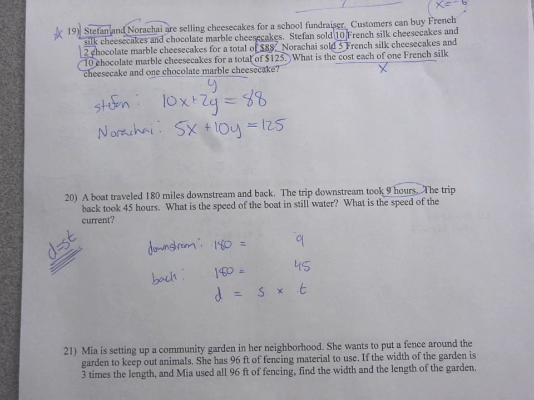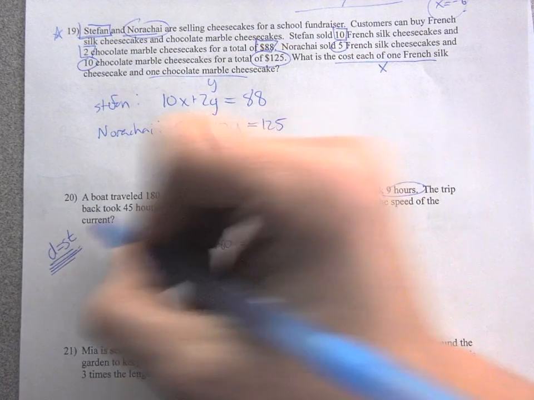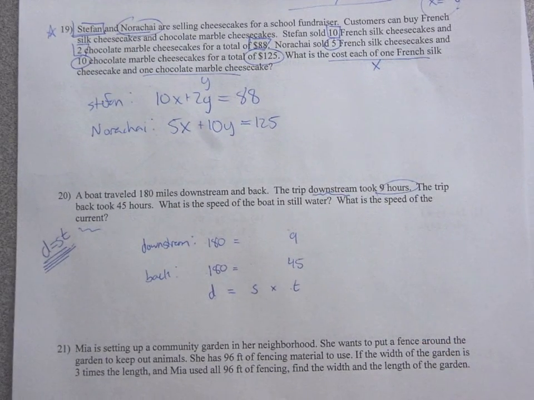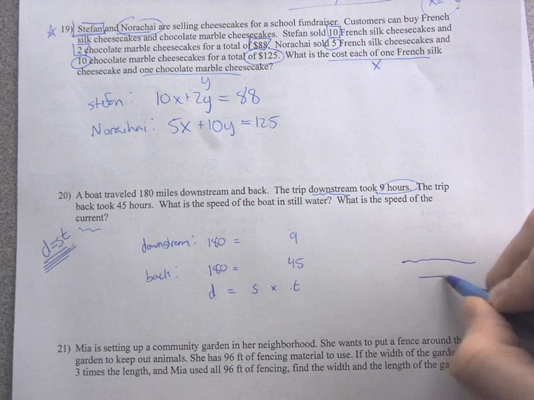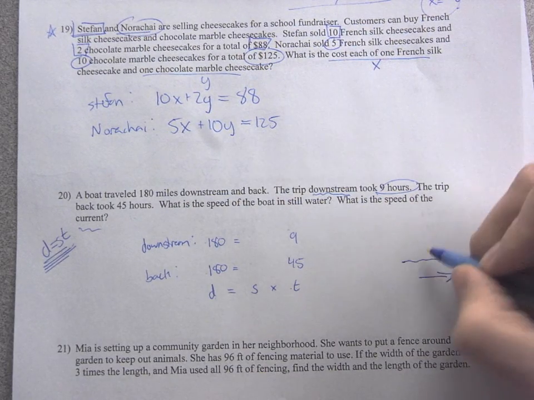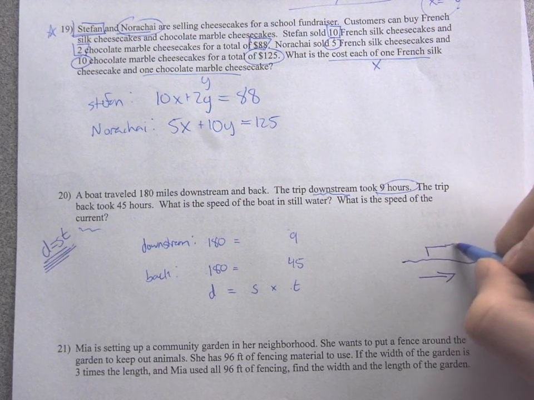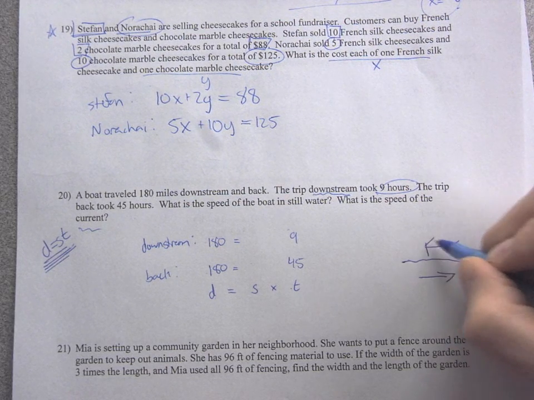It has to do with this idea of downstream and current. Okay, if you got a river and the water is moving this way, and your boat, let's see how good of a boat I can draw.